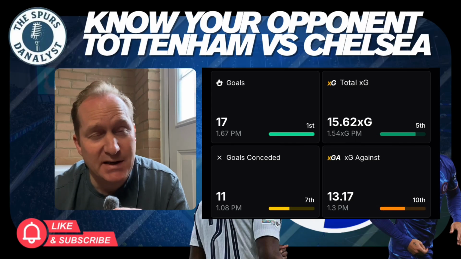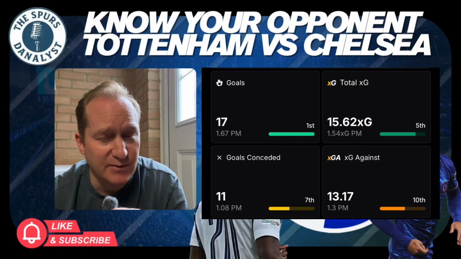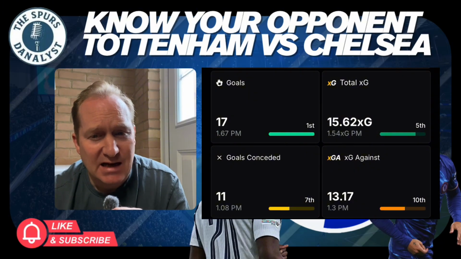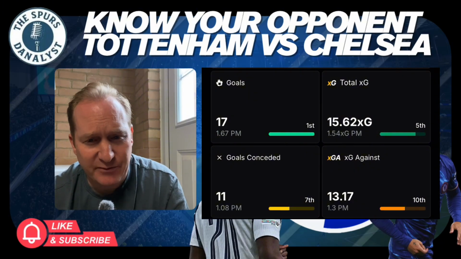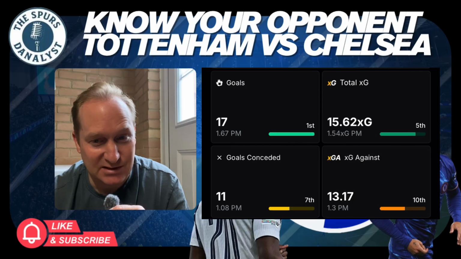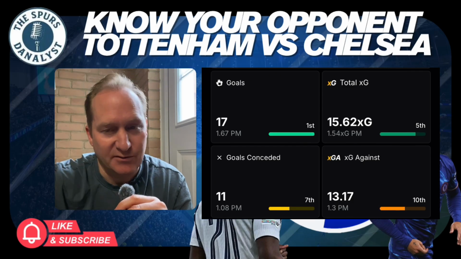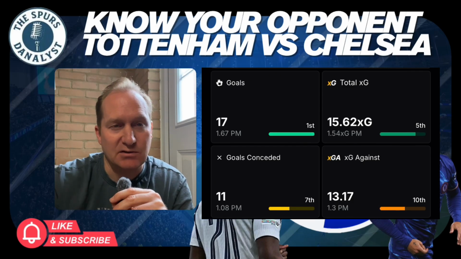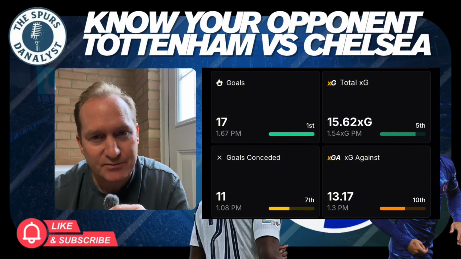So XGA, expected goals against, is 13.17, which leaves them bang in the middle, 10th in the league. This means they've conceded fewer goals than expected, implying good defensive efficiency, possibly thanks to some strong goalkeeping, last-ditch defending, or opponents missing their chances. However, it also indicates that Chelsea do allow decent quality chances, even if not many are being converted. So they give you chances, Chelsea. They definitely give you chances.